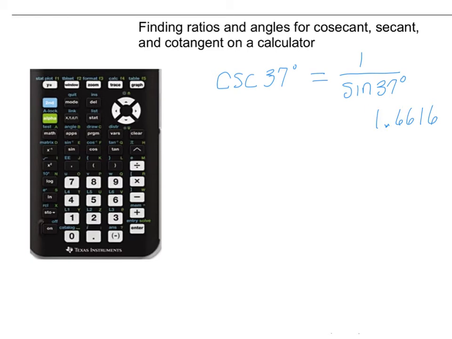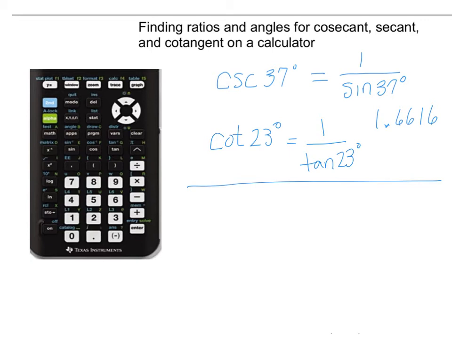That's probably the most straightforward way to do that. So another one would be if you wanted to find the cotangent of 23 degrees, right? You would do 1 divided by the tangent of 23 degrees to get that answer. And that's pretty straightforward. The other comes when you want to find the inverse. They give you the ratio and they want to know what the angle is.